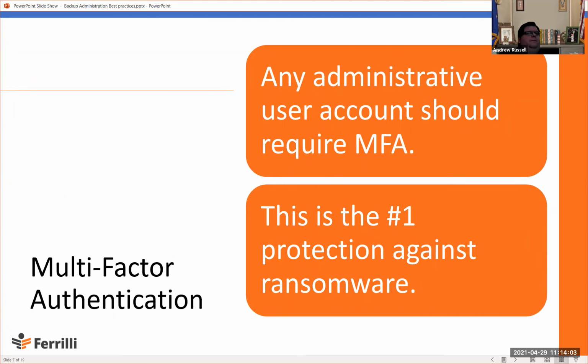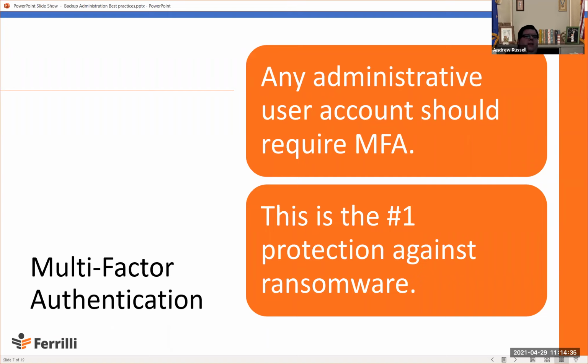Multi-factor authentication. Any administrator account in your domain, in your infrastructure, should require multi-factor authentication, period. We have been speaking with a lot of schools, trying to push this as much as we can. And frankly, we're not trying to sell anything. This is just trying to help you protect yourselves from ransomware attacks. Multi-factor authentication is the number one protection against ransomware.